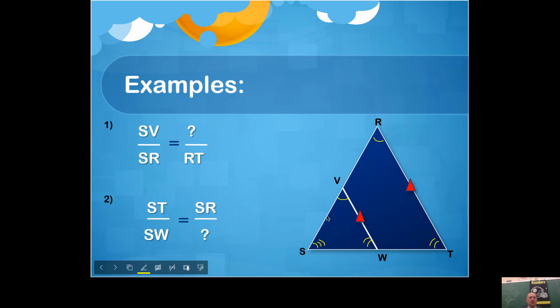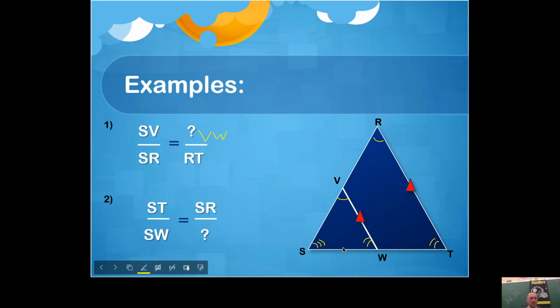S to V, that's this side, the left side of the smaller triangle. It corresponds with segment SR, that's the left side of the big triangle. What corresponds with segment RT? That's the right side of the big triangle. Look at the marks. RT, V, W have the same marks. So we're matching up corresponding parts. These pairs of sides are proportional, is what that means, remember.